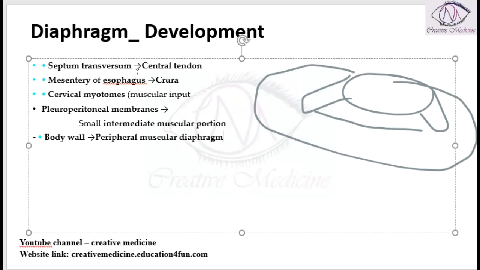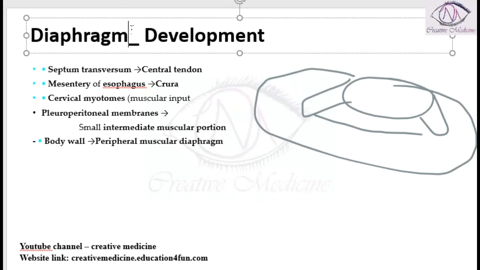So in the diaphragm, the septum transversum will develop the central tendon. Through the mesentery of the esophagus, the right and left crus will develop, and cervical myotomes will also give some muscular input. Pleuroperitoneal membranes will develop the small intermediate muscle portion, whereas the peripheral muscular diaphragm is developed by the body wall. The diagram is just for understanding, it's not the actual diagram.